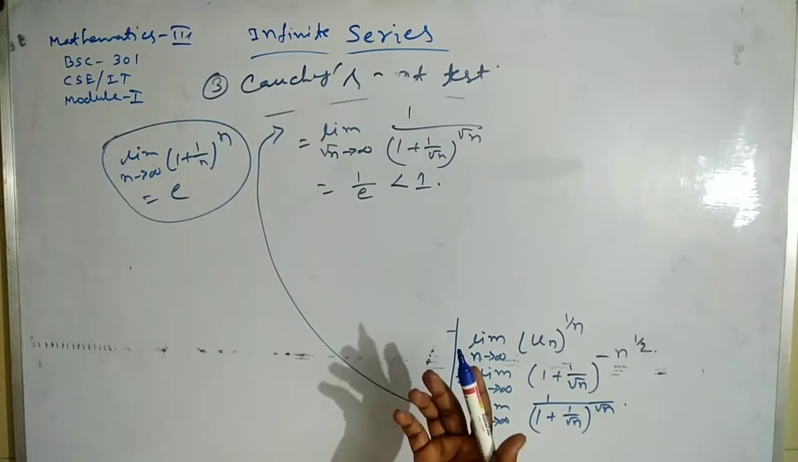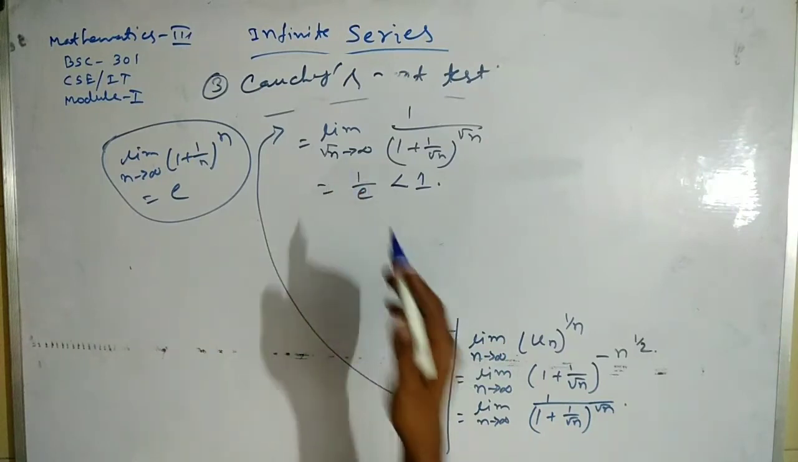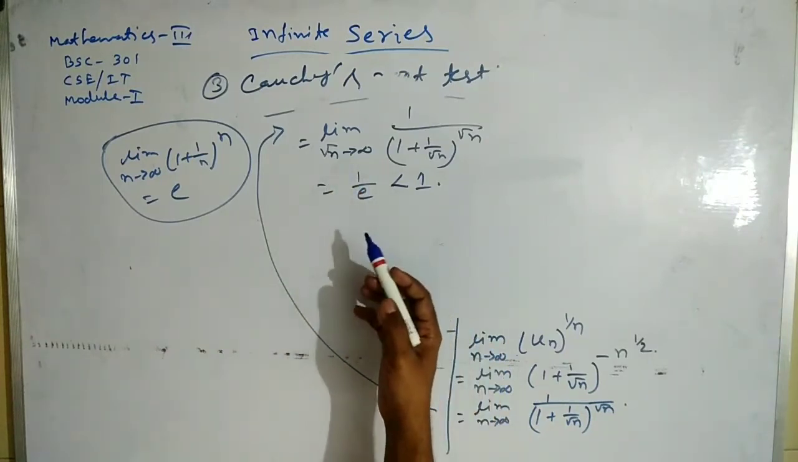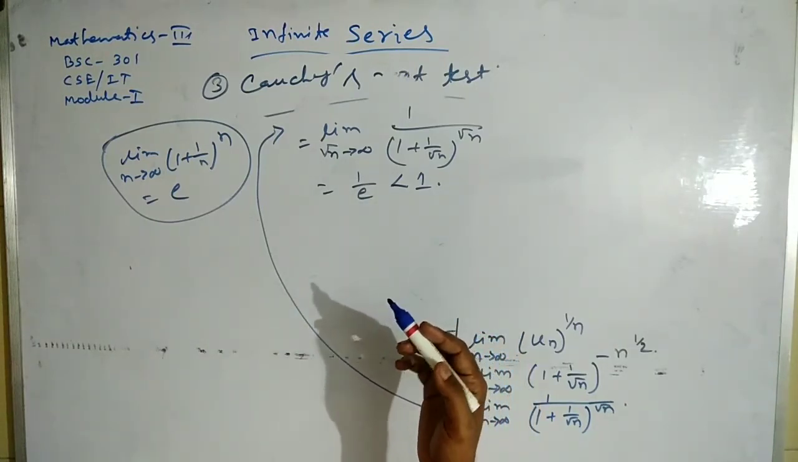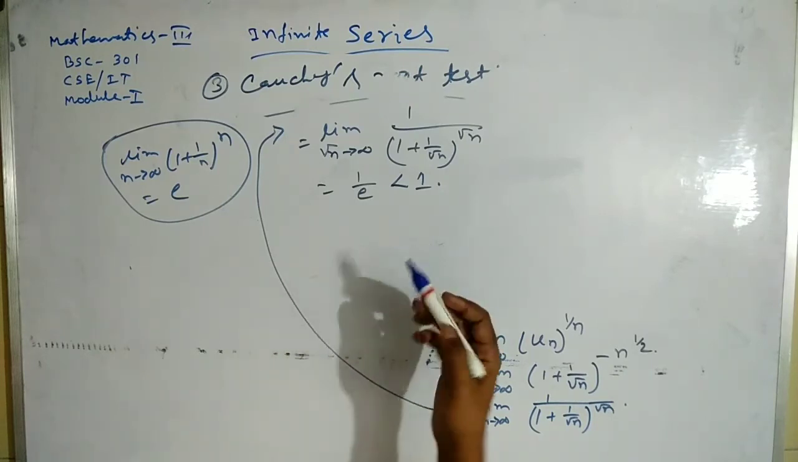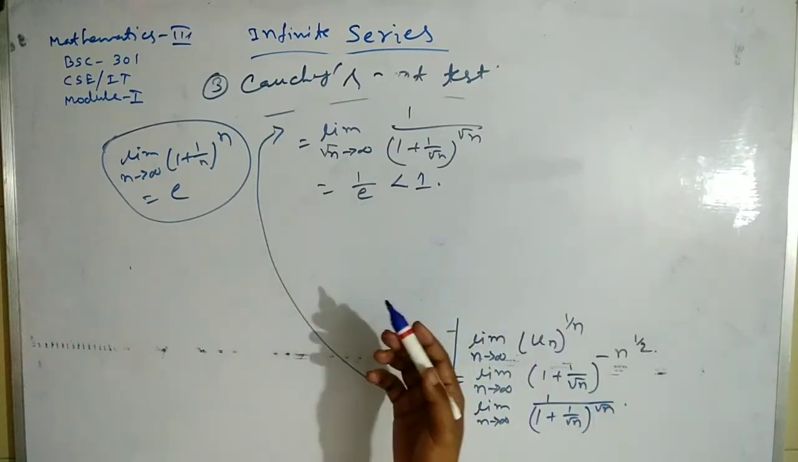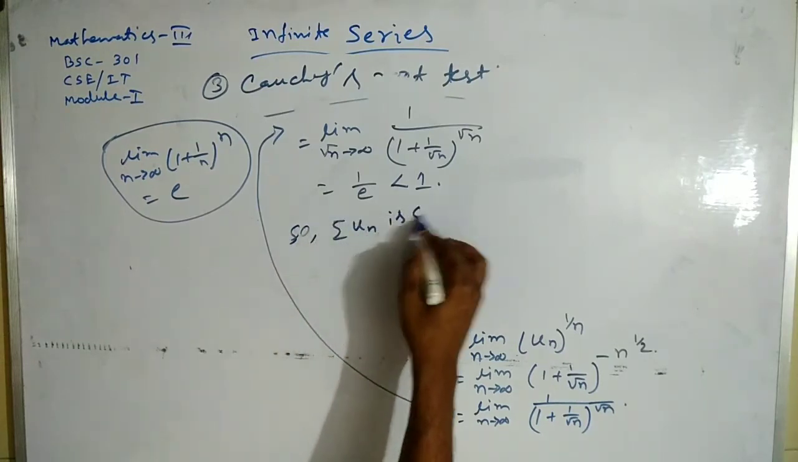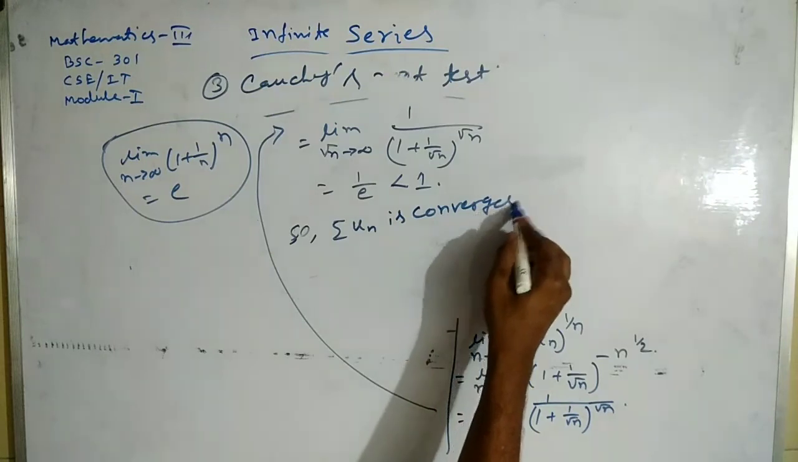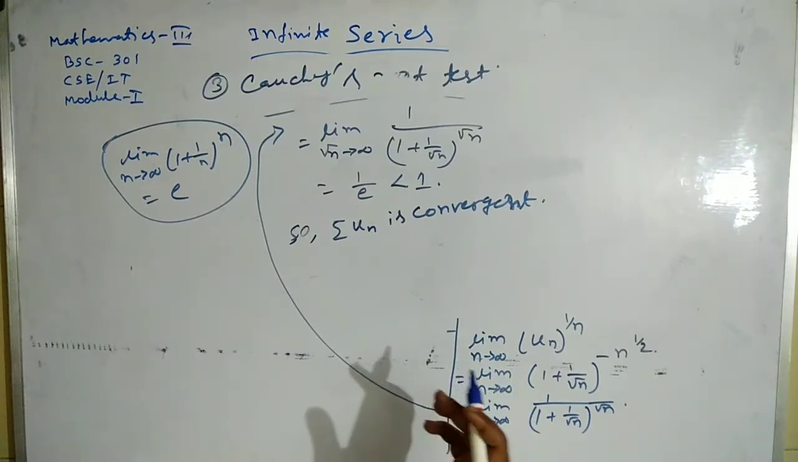Now according to the statement of Cauchy's root test, the condition was that the limit should be a finite real number. 1 by e is a finite real number, and if a finite real number is less than 1, the series is convergent. If it is greater than 1, then the series will be divergent. Now here our limit is less than 1, so we can say that summation un is convergent. So in this way we can check the convergence and divergence of a series using Cauchy's root test.